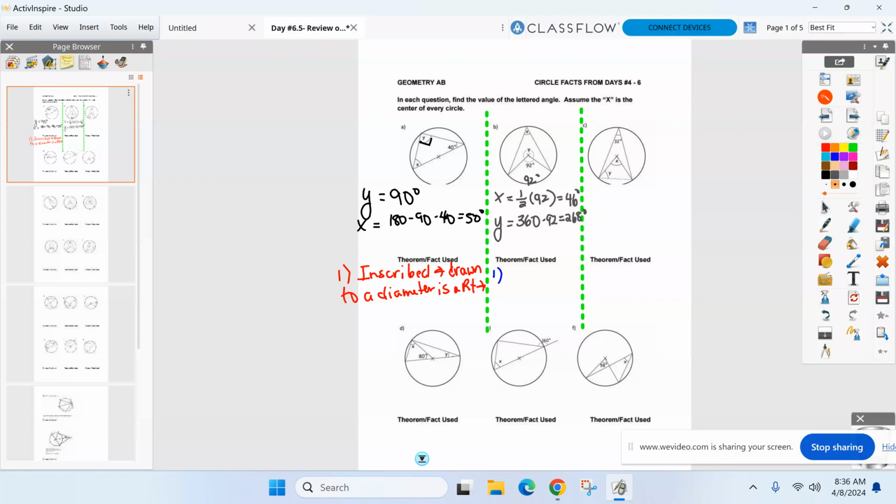And here's the theorem or fact that we used. How do we find that inscribed angle again? Inscribed angle equals, how do you find an inscribed angle again? I just want to write the rule. Half the arc measure. Half its arc measure.